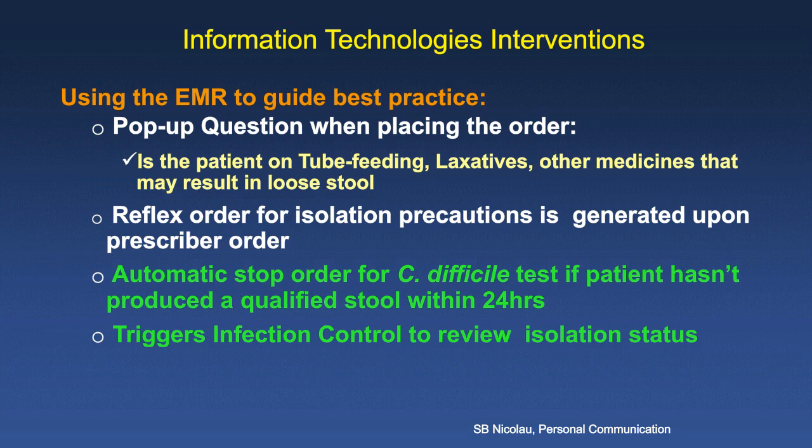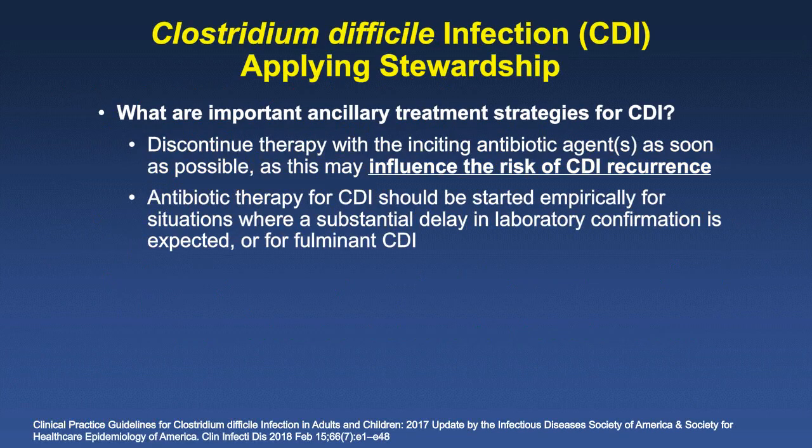And then there's a subsequent trigger to ask infection control to go back and review the isolation status. We know that keeping patients in isolation status is probably not the ideal situation relative to the quality and efficiency and cost of care. So if some of those statuses can be removed appropriately, then I think that improves the situation within the hospital.